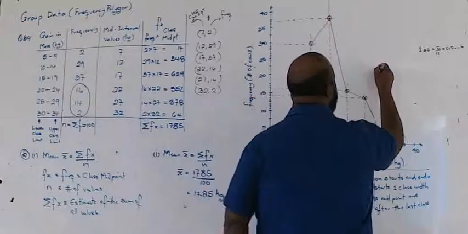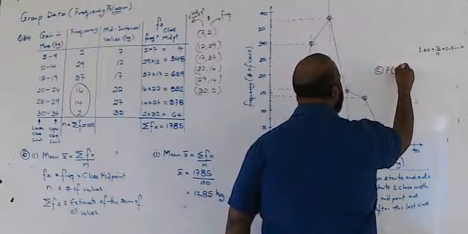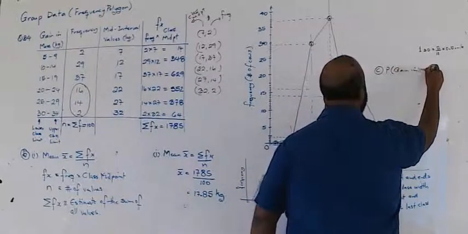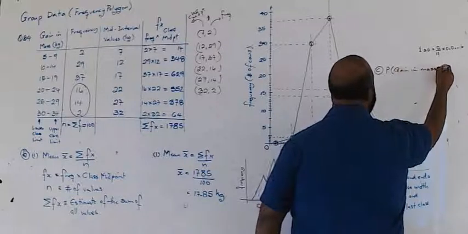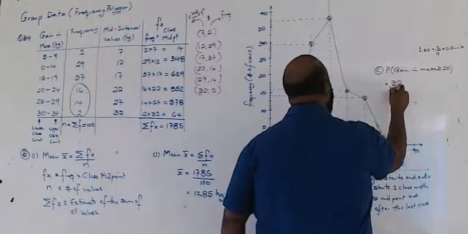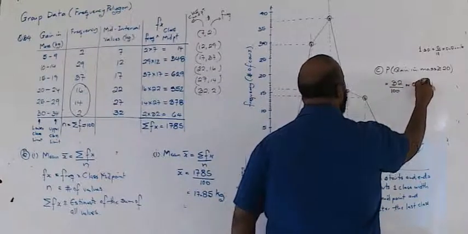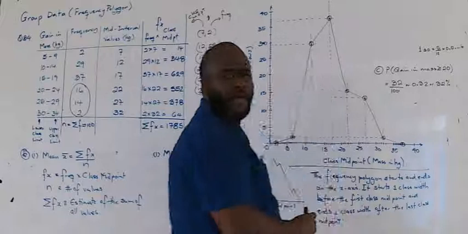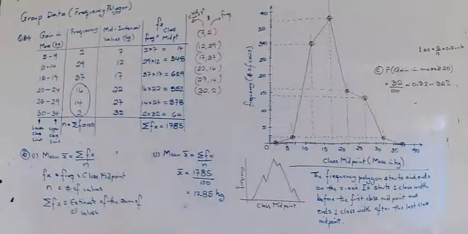100. So the probability that the gain in mass is greater than or equal to 20 is equal to 32 cows out of 100 cows, or 0.32, or 32%. So there's a 32% chance that if you choose a cow at random from the experimental group, that cow would have gained 20 kilograms or more.